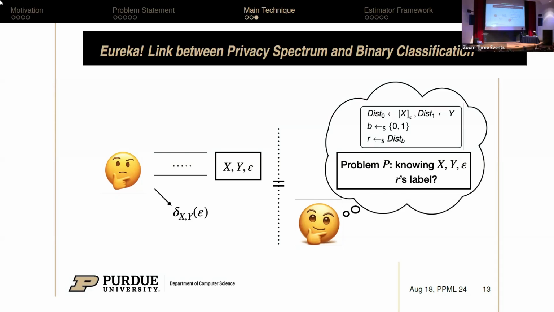And P says the following. It uniformly at random picks one of these distributions, samples a point according to it, and asks the classifier to label it. The best classifier means the classifier with the lowest error, the highest accuracy among all possible classifiers. Basically, this link implies that if we can approximate the best classifier, then we can turn it into an estimator that approximately computes the indistinguishability spectrum.